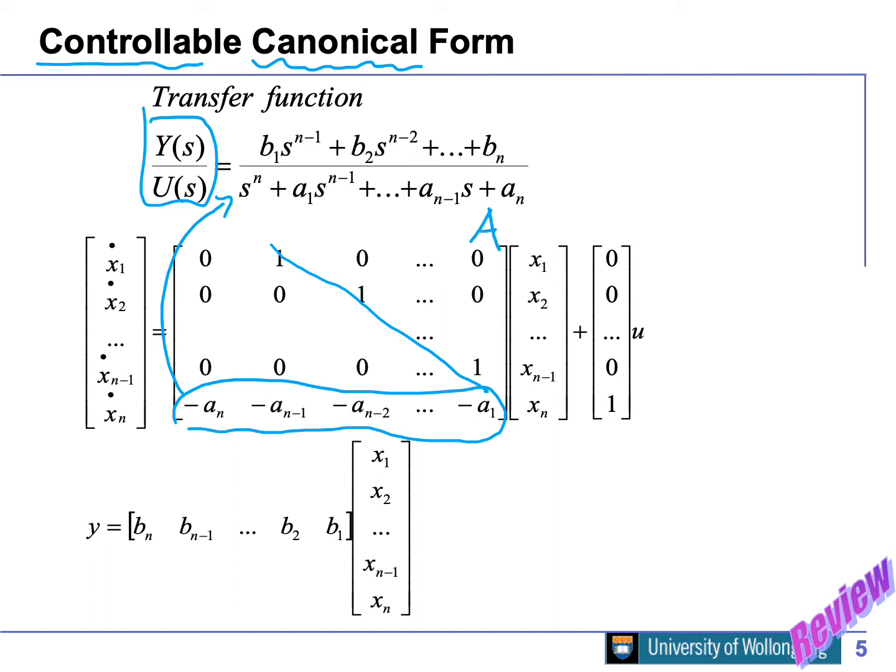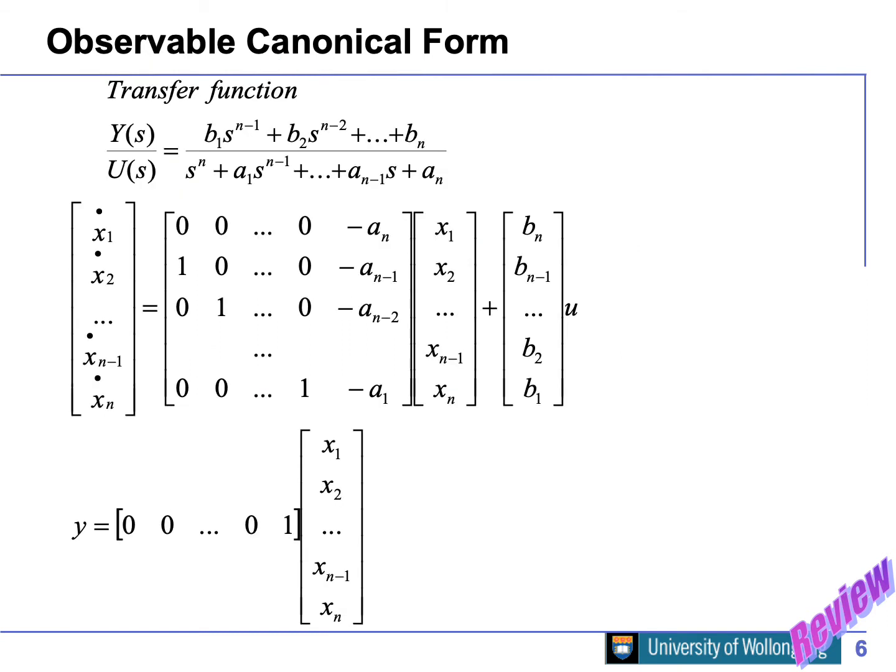B is 0, 0, 0, 1. And C is basically our numerator, the coefficient of the polynomial on the numerator. Also, it's in the reverse order. So this is a controllable canonical form. The observable canonical form, pretty much it's just a transpose. If you look at this, this is a transpose of the controllable canonical form.